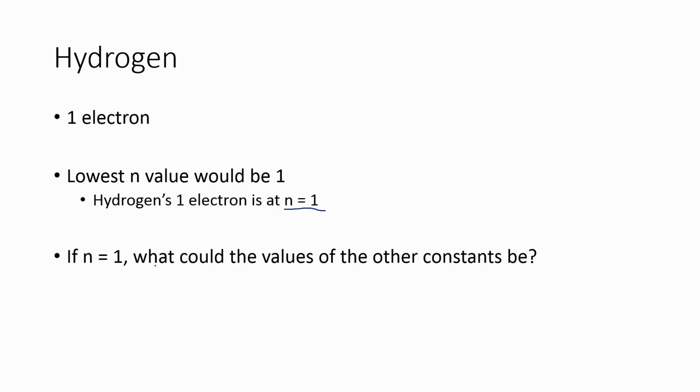Well, if I have n equals 1, what could the other values for the constants be? Well, n equals 1 means that L can be from 0 to n minus 1. So 1 minus 1 is 0. So the only thing L could be is 0, or the S shape. Okay, so M sub L is from negative L to positive L. So there's only 0 for that one too. And M sub S can be plus 1/2 or minus 1/2. Let's start with the plus 1/2. Minus 1/2 will be if we run out of other possibilities.